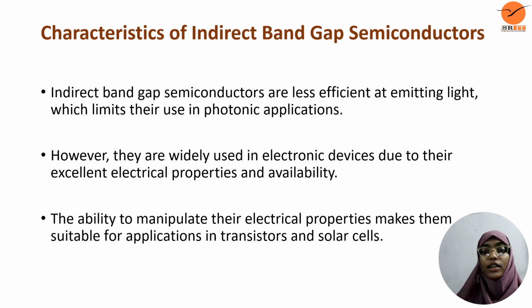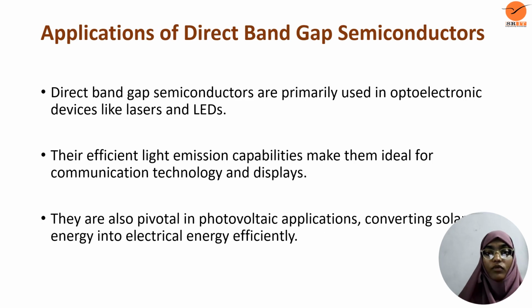Indirect band gap semiconductors are less efficient at emitting light, which limits their use in photonic applications. However, they are widely used in electronic devices due to their excellent electrical properties and availability. The ability to manipulate their electrical properties makes them suitable for applications in transistors and solar cells. So these are the characteristics of the indirect band gap semiconductors. Now let us see the applications of band gap semiconductors.